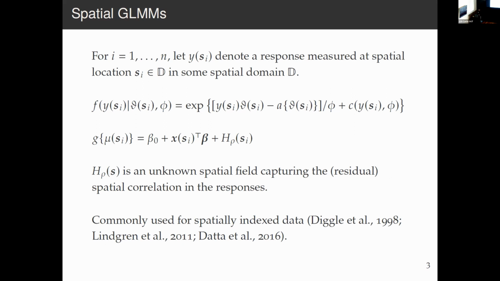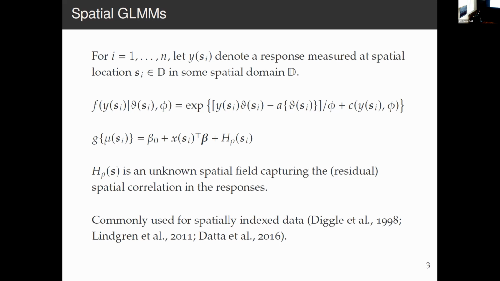This kind of model is commonly used for spatially indexed data, and I have some references there if you want to have a look. So for the spatial part, this is the model we'll be focusing on. Now, this is just the spatial part, the first part of the problem that we consider.